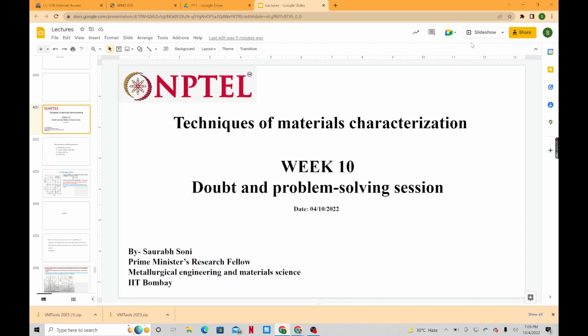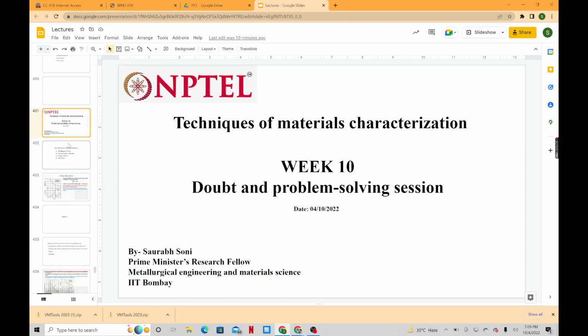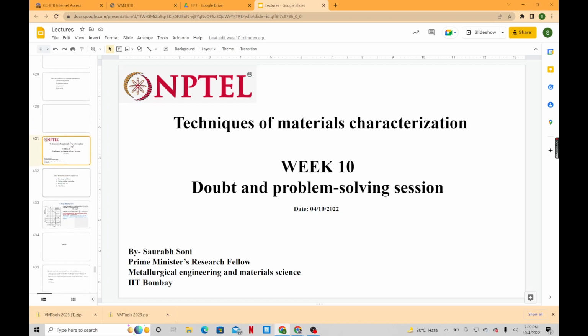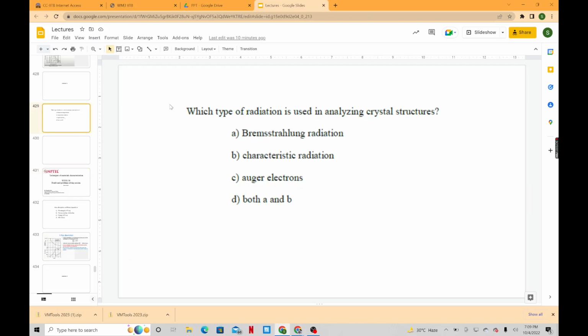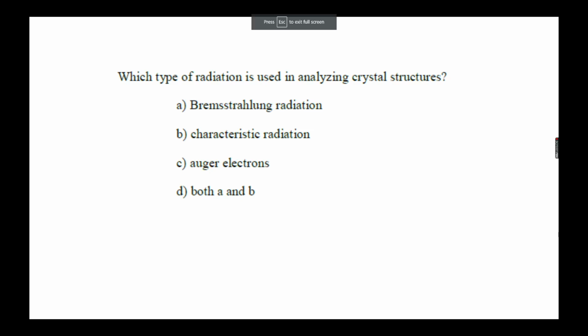So this week we will be seeing some more concepts and related problems that will help in your assignment number 10. Before that, I had given you one question in the last class, and it was very basic: which type of radiation is used in analyzing the crystal structure?